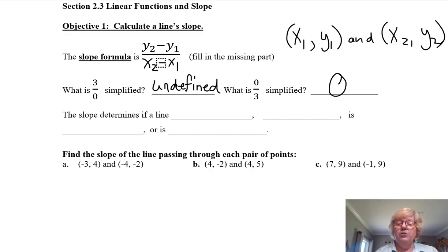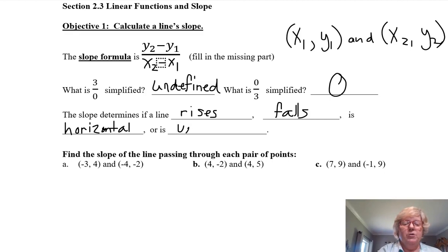The slope that you calculate will actually determine if a line rises, which means it's increasing, if it falls, which means it's decreasing, if it's horizontal, or if it's vertical. So by looking at the slope, I can tell basically what a line looks like. Now let's go ahead and calculate slope.